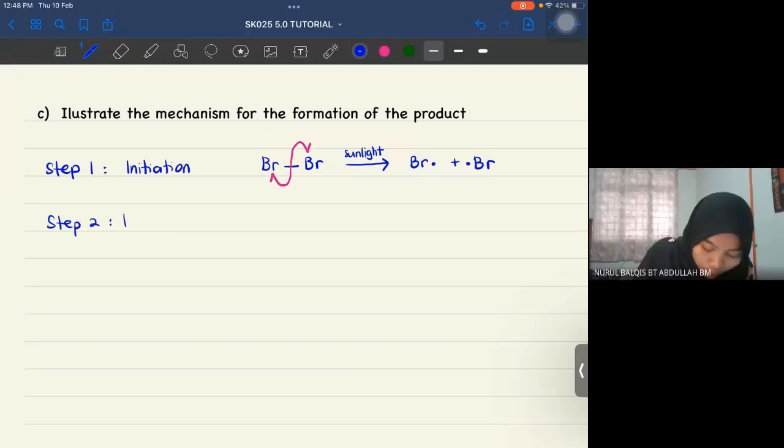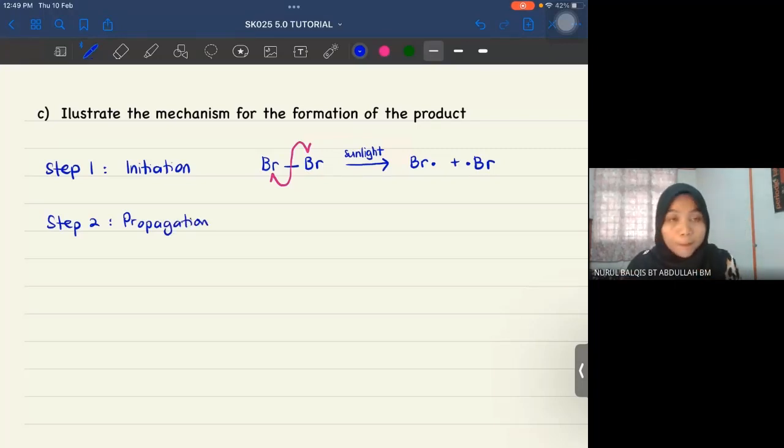Propagations. You are going to propagate the radical form by inserting it to the propane that we're going to use. So now kita akan lukiskan kita punya propane. When doing mechanism, we usually show the bond to be broken.